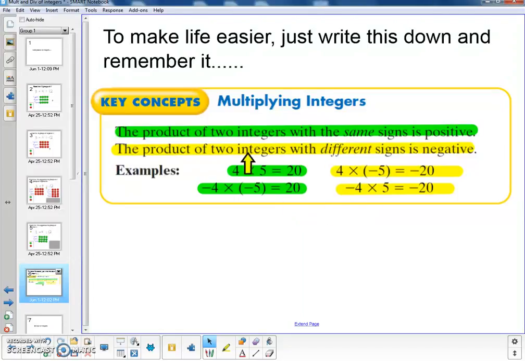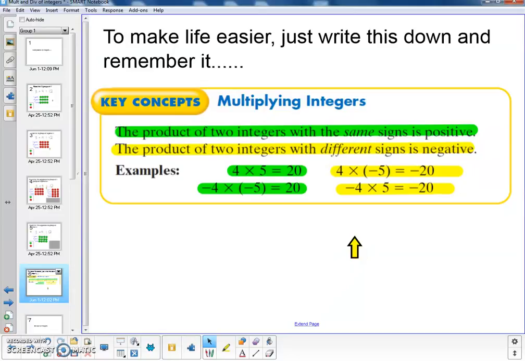Now, when I have the product of two integers with different signs, that product is always going to be negative. Positive times negative, those are different integers, different sides of the number line. Product is negative. Negative times positive, the product is still negative. When the signs are different, the product is negative. We'll have the teacher pause the video so you can make sure you've got all of that written down.